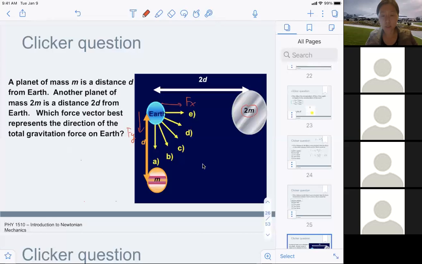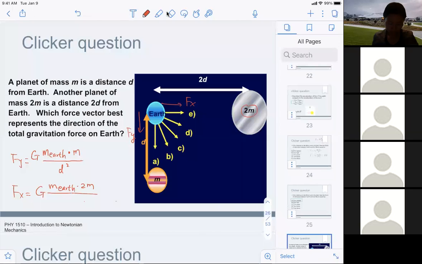How do we figure out what the direction of the total force is? So what I did is, given the formula G, M1, M2, all divided over r squared, basically I just did both cases. So for the planet, let's just call it M, it's G, just one total mass over 1D. And then for the 2M planet, it's G 2M, well, two total masses divided by 2D squared. So that would be 2 over 4, which is 1/2.